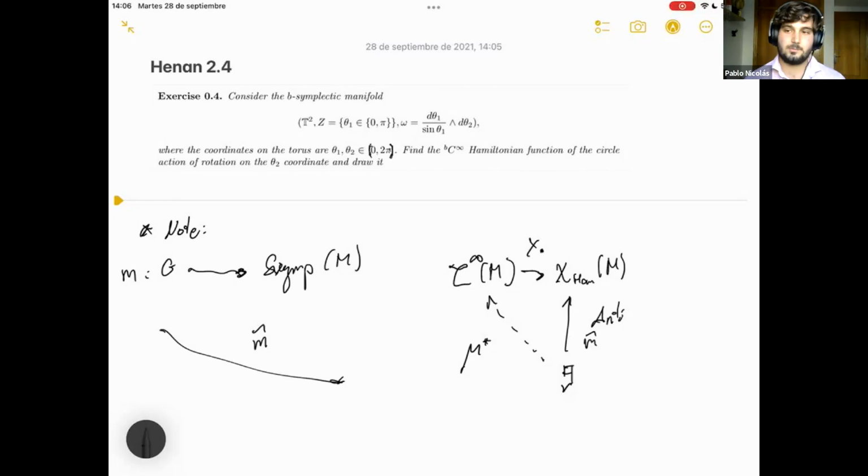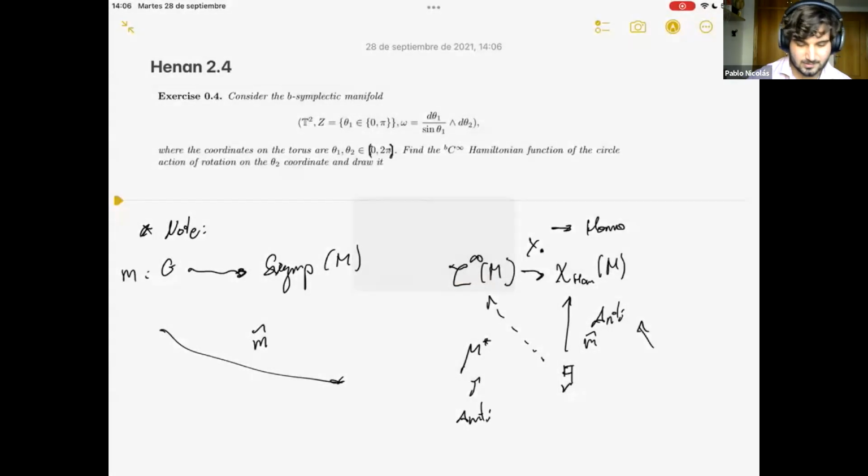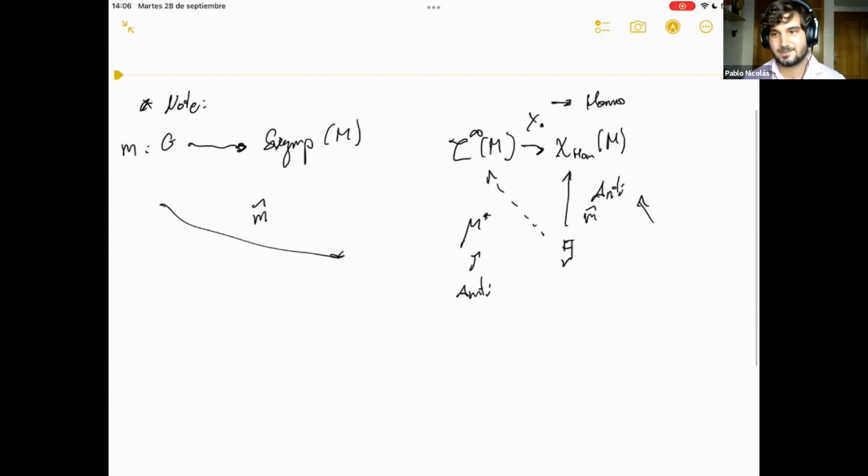But why do I put a minus sign? Because if we said that Hamiltonian vector fields are homomorphisms, and I have an anti-homomorphism here, this has to be an anti-homomorphism. So it has to carry a minus. And that's why I think that it should carry a minus. And I hope to have clarified a bit my understanding of the moment map. I mean, it was hard for me to understand the moment map, and this is the picture that I took.